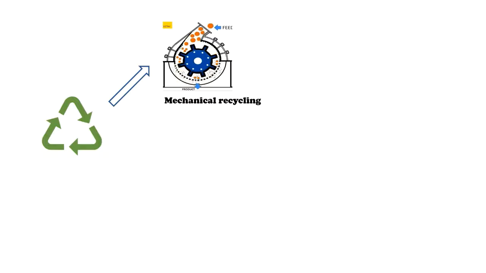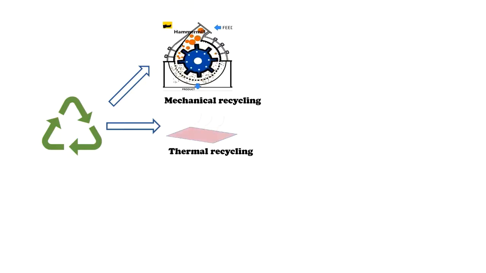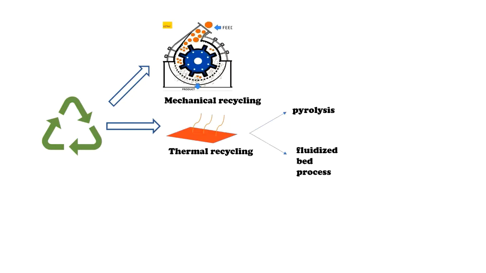Usually, there are three major kinds of methods. The first one is mechanical recycling. During the process, the material is ground in a hammer mill and degraded into different lengths, reducing the size of composite to micrometer levels. The second one is thermal recycling, in which we have two types: pyrolysis and fluidized bed process.